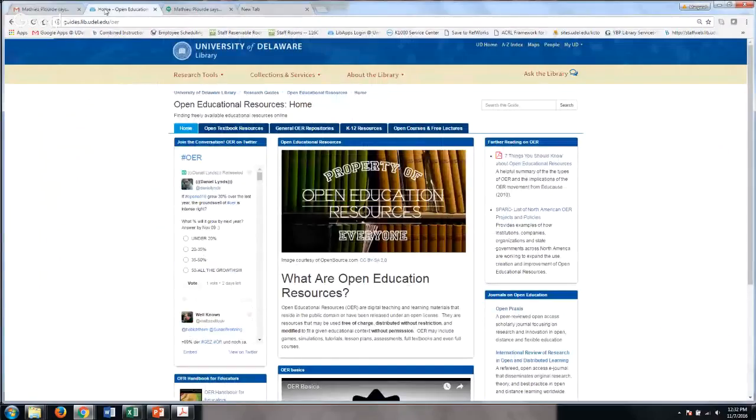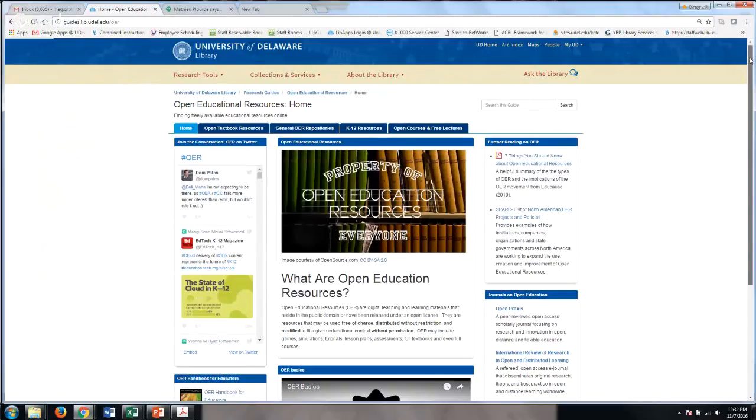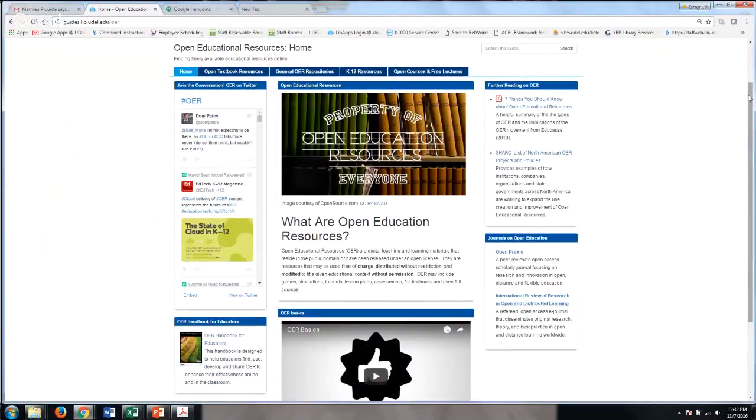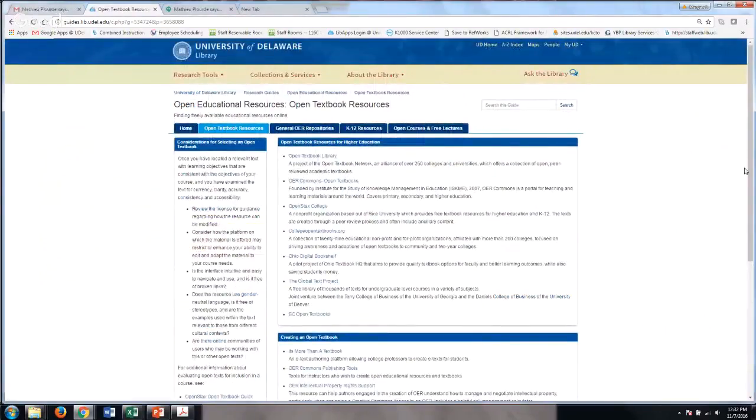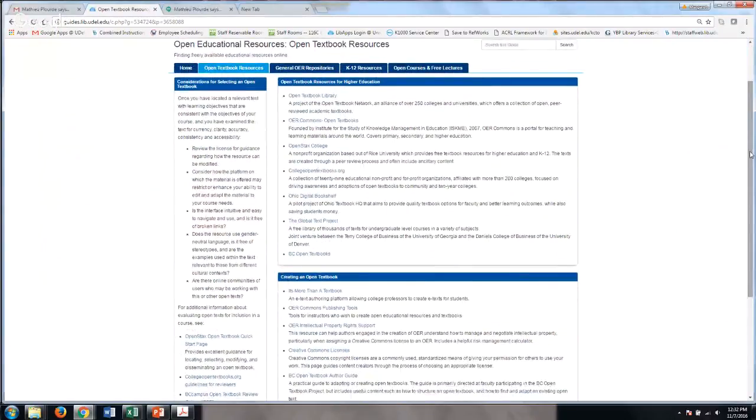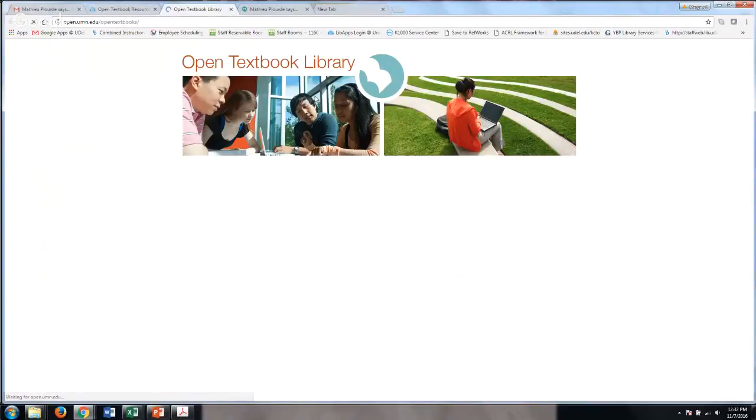Great, so here we are. This is the library's Open Educational Resources Guide, which does provide different kinds of current events and basics about OER writ large. I'm going to be going right over here to the Open Textbook Resources tab, which has an access point to some of these. And the first one we're going to talk about is the Open Textbook Library. So I'm just going to go ahead and go right to their page.